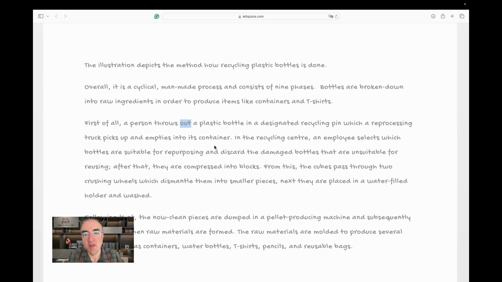Fair. In the recycling center, with the British spelling of center, it's correct, an employee selects which bottles are suitable for repurposing and discards, because we're talking still about an employee, and discards the damaged bottles that are unsuitable for reusing.